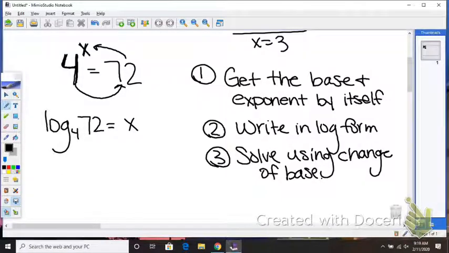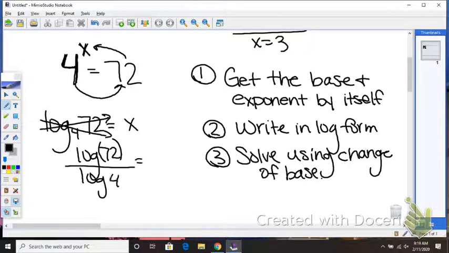So we need to grab calculators, but I'll just use my calculator for now so we can get these notes done. So change of base, remember we do log of whatever you're logging, so log of 72 over log of our base, so log of 4. So log of 72 divided by log of 4, I get 3.08. So that means 4 to the 3.08 power equals 72.